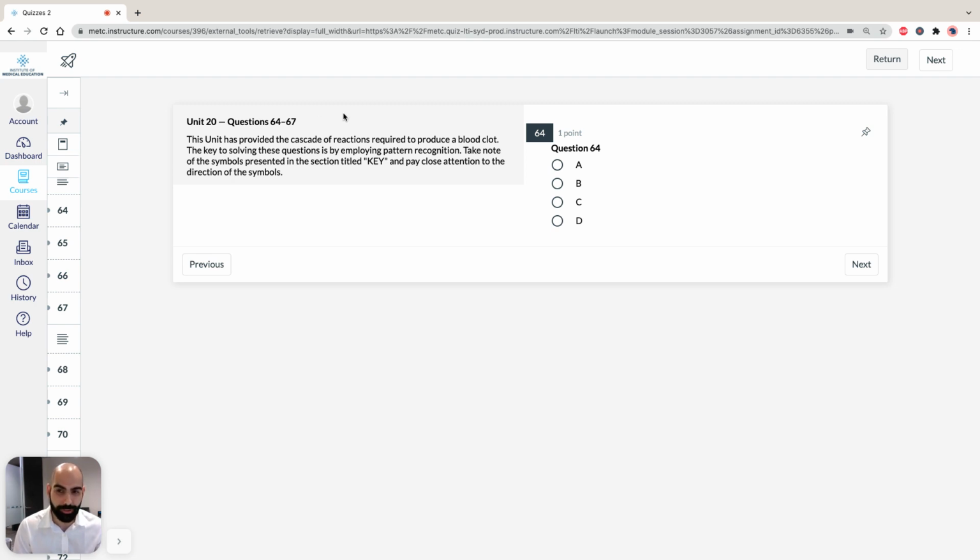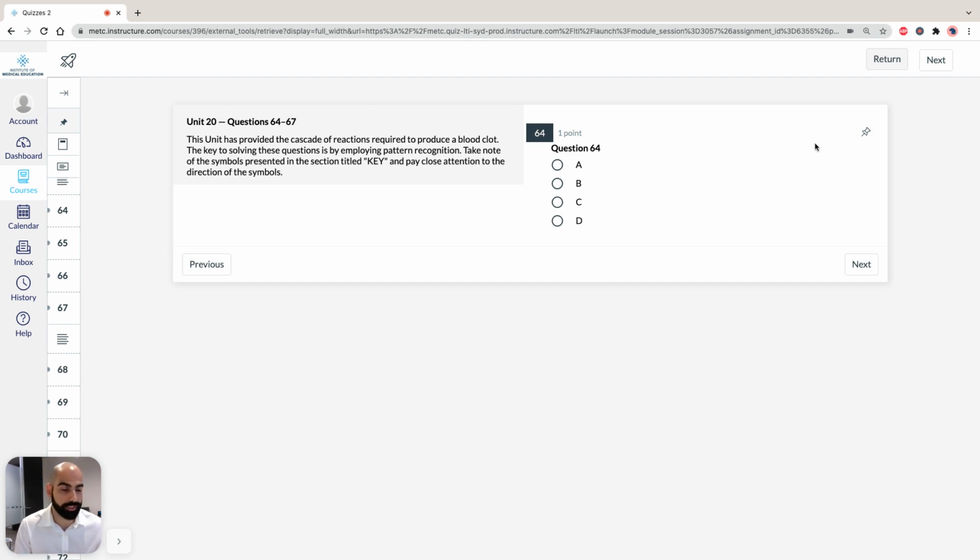And in this unit, it provided us with a cascade of reactions required to produce a blood clot. I guess the key to solving these questions is by employing pattern recognition. So that's the important thing here. You've got to take note of the symbols presented in this section, titled Key, and pay close attention to the direction of the symbols.